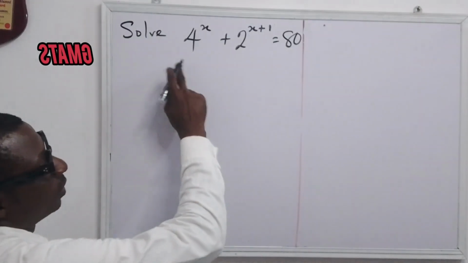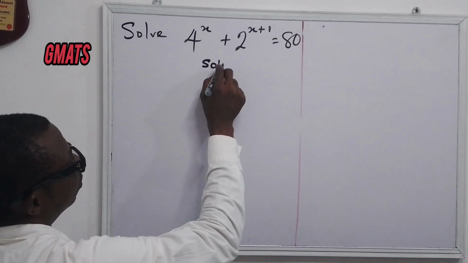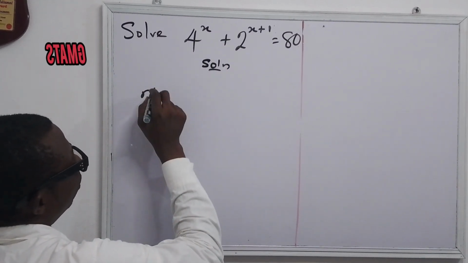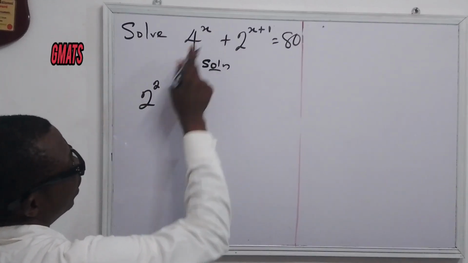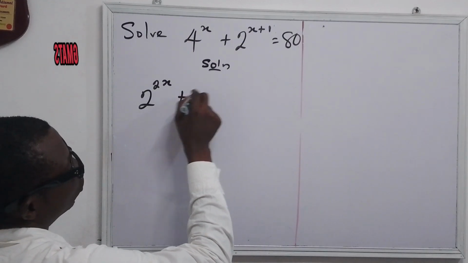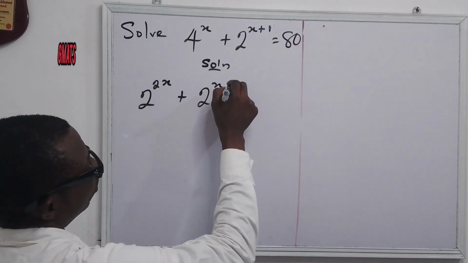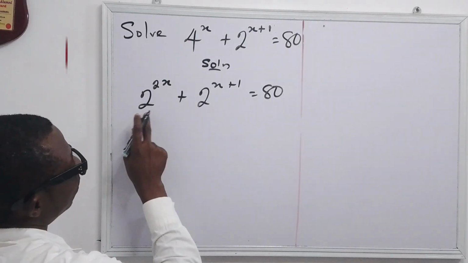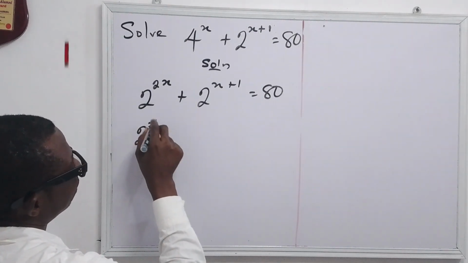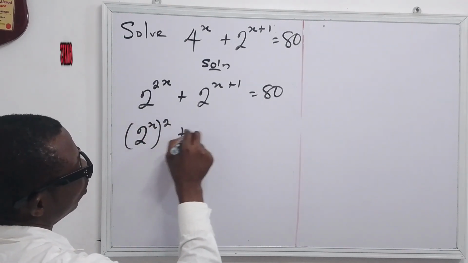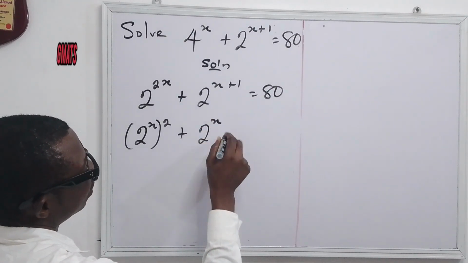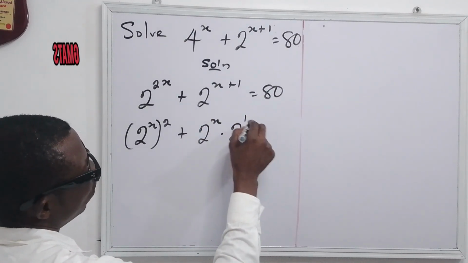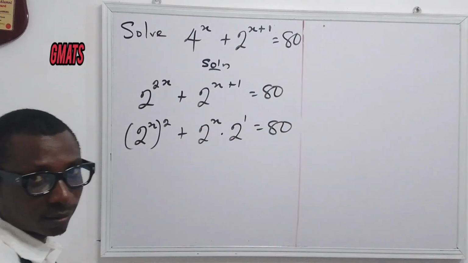Now let's turn this equation to 2 raised to the power of 2, we already have x here, plus 2 raised to the power of x plus 1 equals 80. Alright, so now we express this as 2 raised to the power of x, all raised to the power of 2, plus 2 raised to the power of x times 2 raised to the power of 1 equals 80.